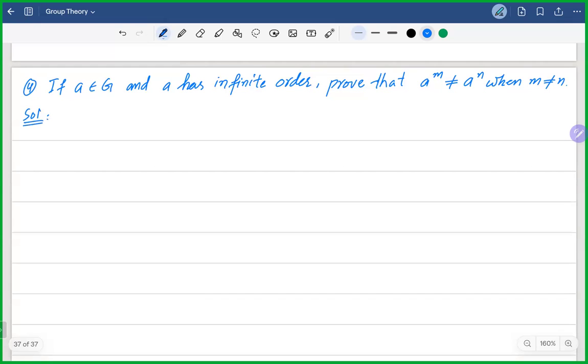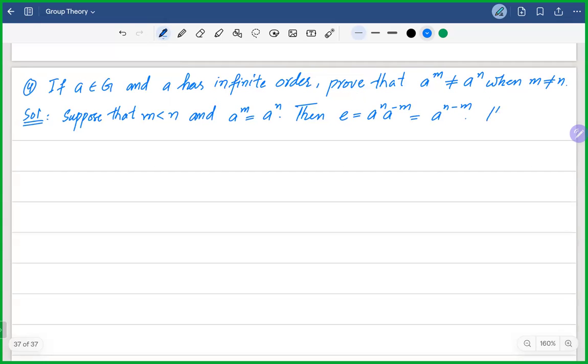Solution. So we suppose that m is less than n and A power m is A power n, on the contrary. Then we say that e is going to be A power n into A power minus m, which is going to be A power n minus m.